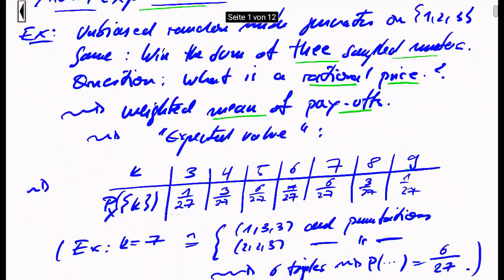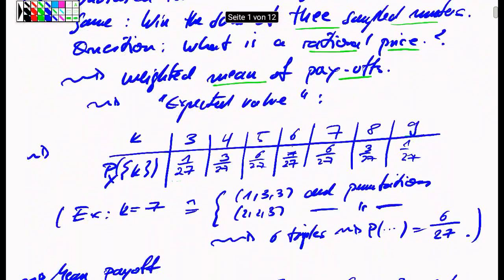In order to compute that mean payoff, which is weighted according to probability, we have to compute the probability of each individual payoff. Now, as I said before, the payoff of €3 can be realized only if the 3 sampled numbers are each equal to 1. So the triple that is generated is the triple 1, 1, 1. There are 27 possible triples. Each of them has the same probability, so the probability to sample exactly this one triple, which generates payoff 3, is 1 over 27.